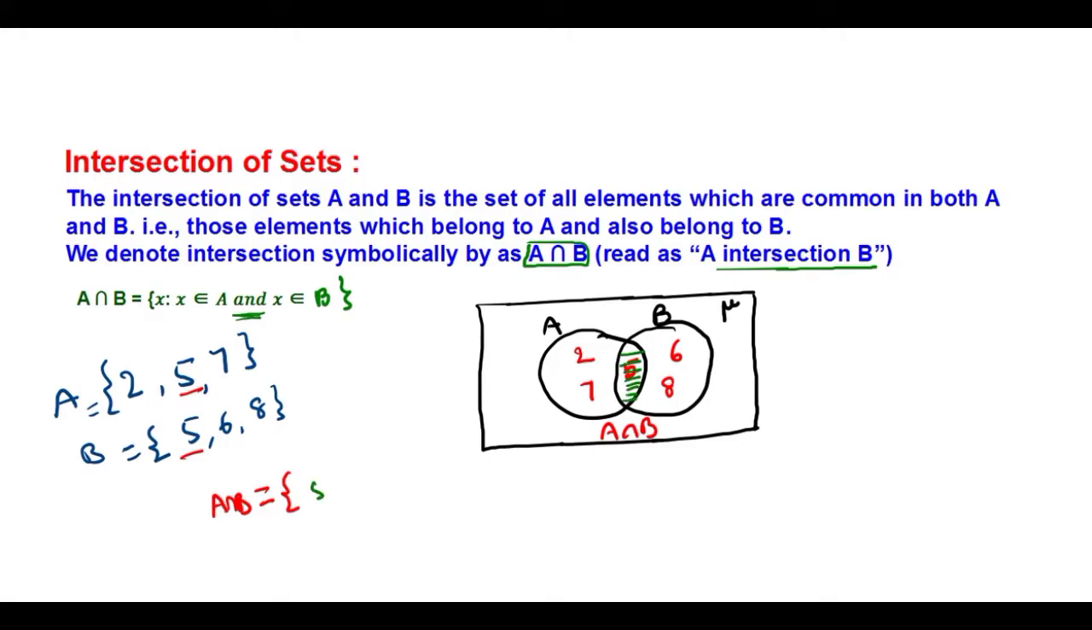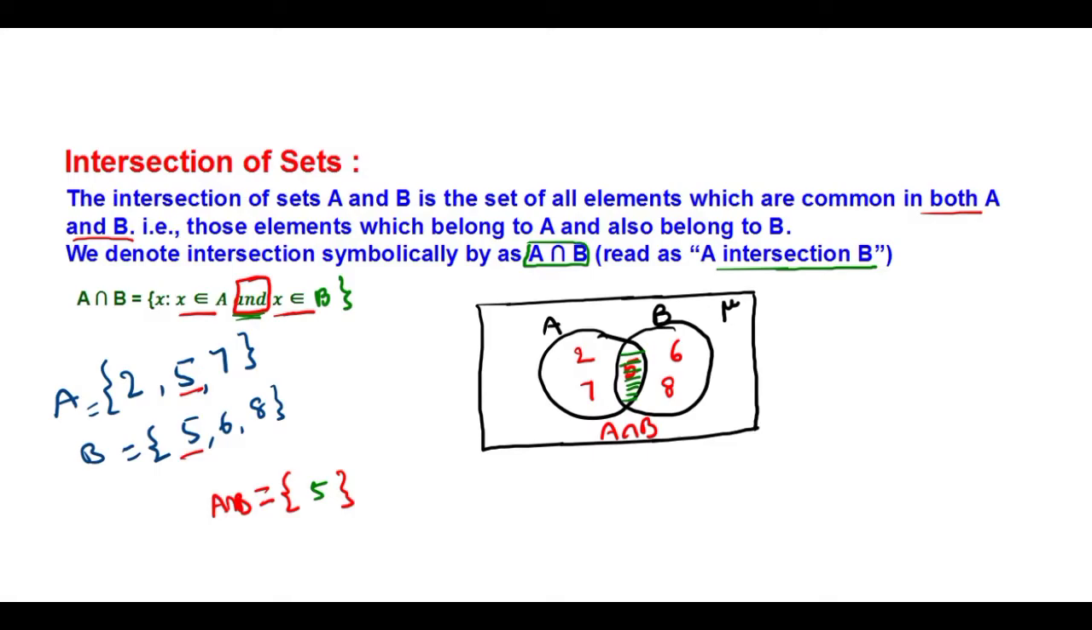Here you can observe what A intersection B means. Once again you can check the definition: the intersection of sets A and B is the set of all elements which are common in both A and B. So the element should be contained in both sets. That's why here we use AND: x belongs to A and x belongs to B. That means this is the set builder form of A intersection B. That element x should be in both sets A and B. So that is the meaning of this one.